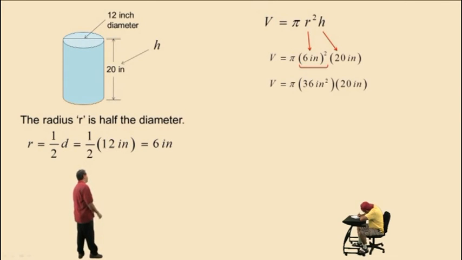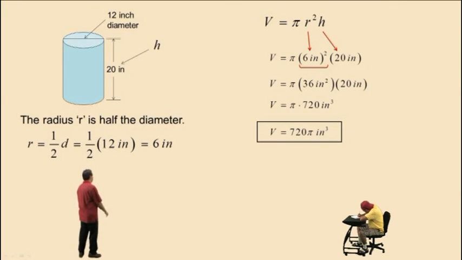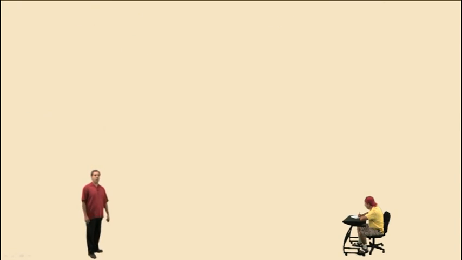Let's bring down our work. Now notice we have pi, and we have 36 times 20, which is 720. And do not forget about your dimensions. It's inches squared times inches, which gives us inches cubed. That makes sense because we have volume. And so our final answer is 720 pi inches cubed. There we go. Now let's work with a sphere.